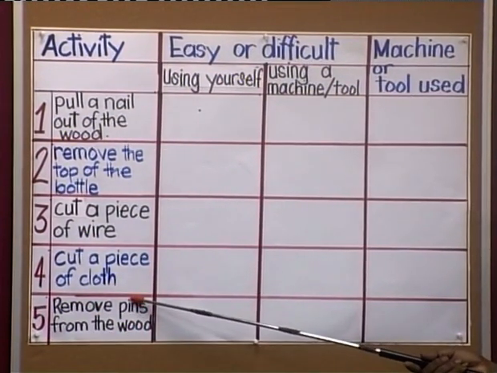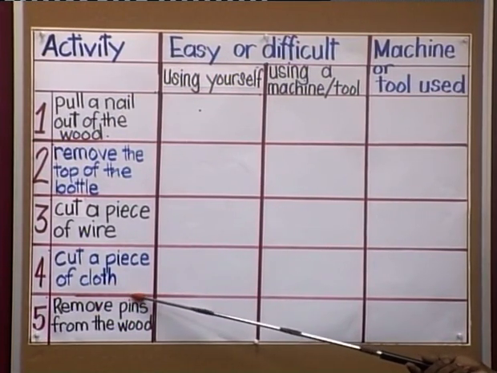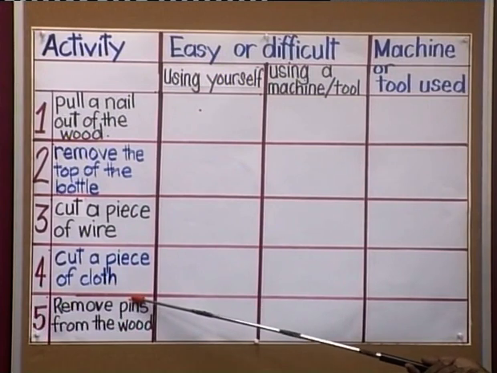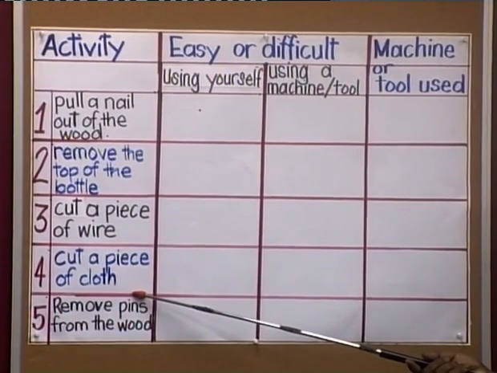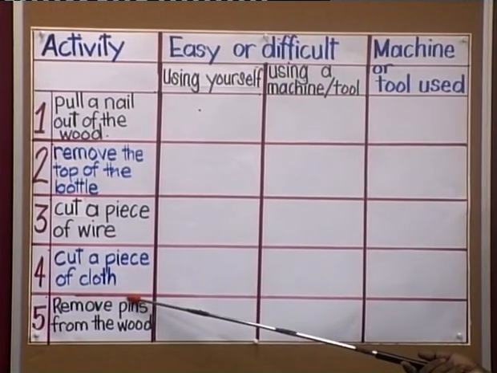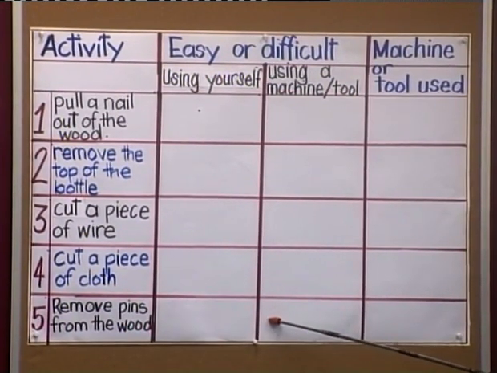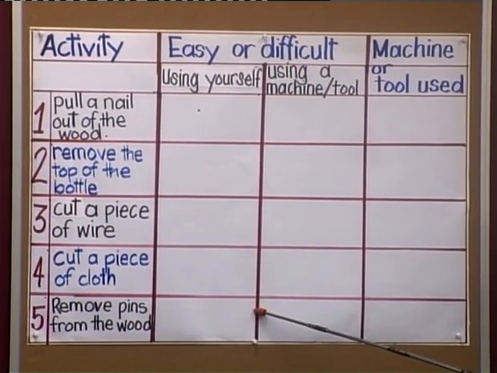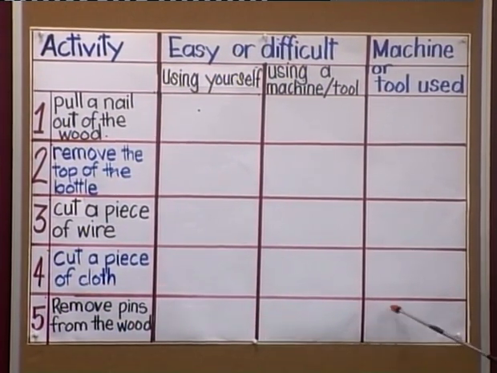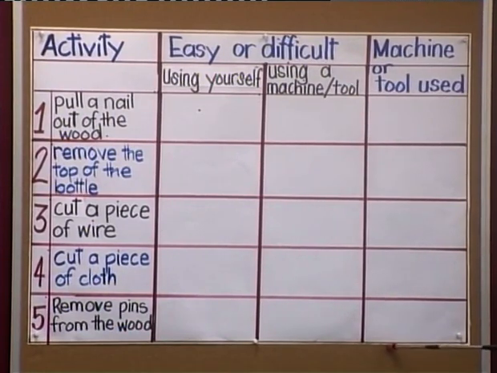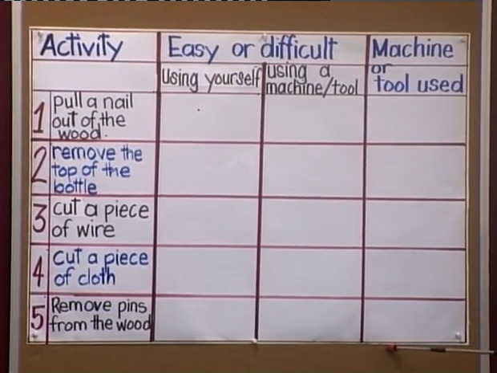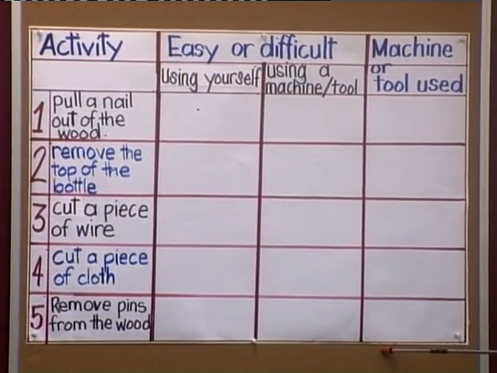Now, the second column says using yourself. This is where you are going to try your best to do the work yourself. You don't use any machine that is there. The third column, you are going to use the lever that you have in that workstation. And the last column, you write down the lever that you have used to help you to do the work.